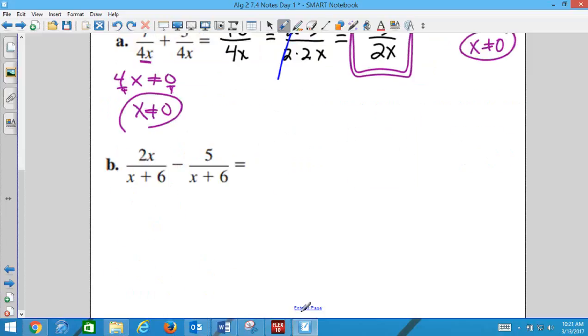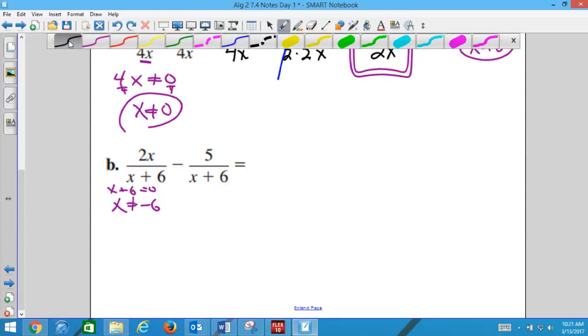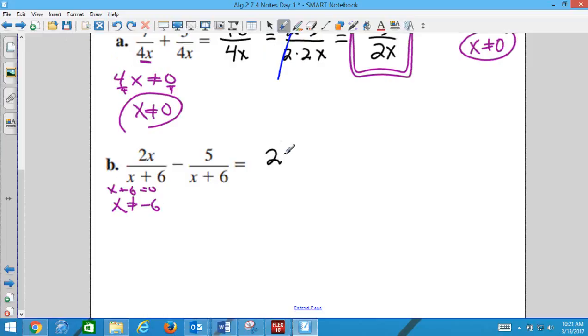So look at this next one. Before we even do it, what can x not equal? Negative 6. You have set it equal to 0 and solve it. So now we'll go ahead and solve it. 2x minus 5 over x plus 6. So I did the numerators, 2x minus 5, and I put it over the common denominator.